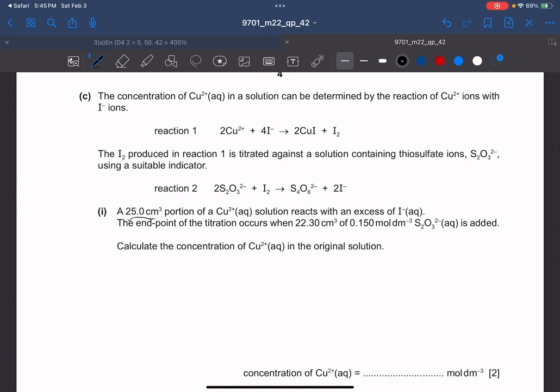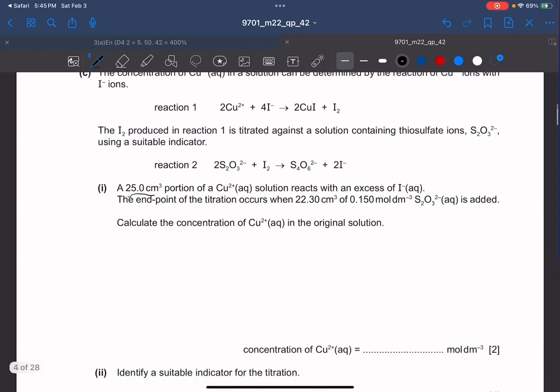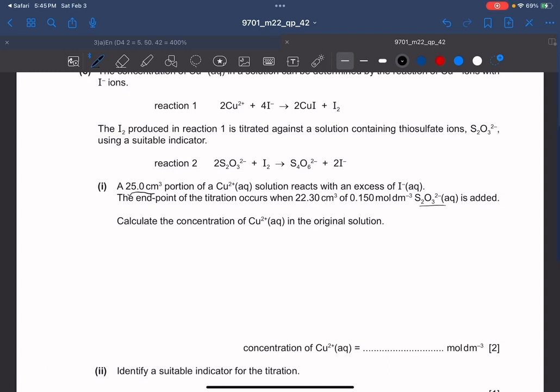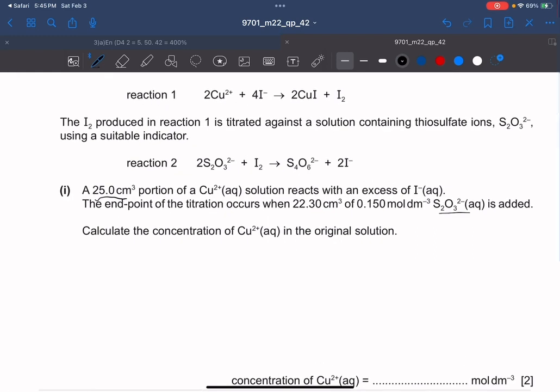So a 25 cm cube portion of a Cu2 plus solution reacts with excess I minus. The end point is when 22.3 centimeter cube of this thiosulfate is added. So we're going to have to find out the concentration of Cu2 plus in the original one. Honestly, this is probably going to be easier if you work it backwards, and that's probably the only way that you could solve it.